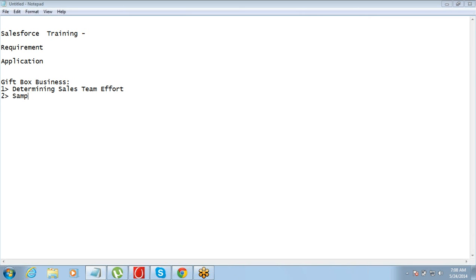So they need to track sample boxes, okay, and with regard to sample boxes, they need to understand these few things, right? How many sample boxes are being given? Are we getting any return on investment?